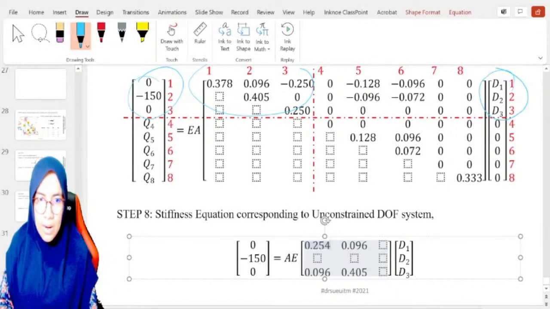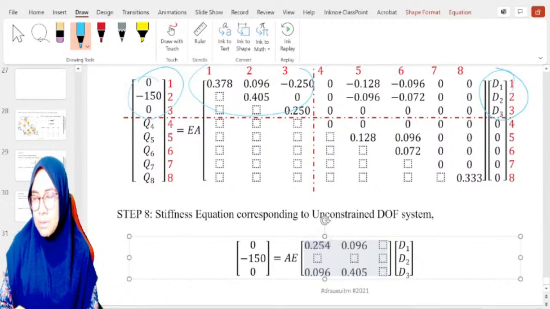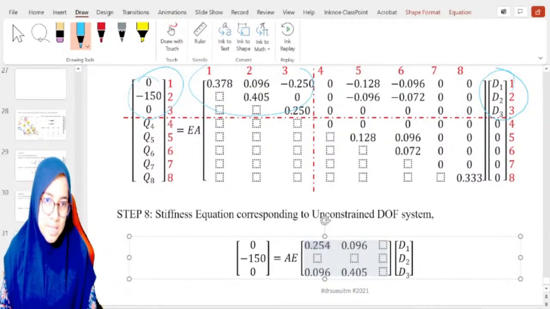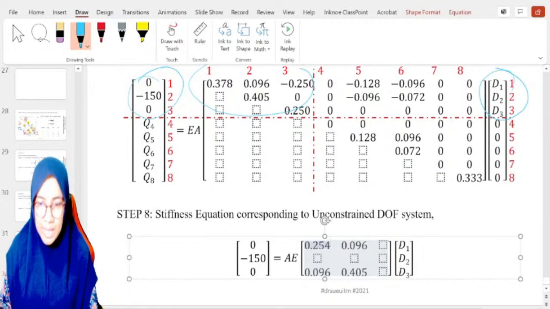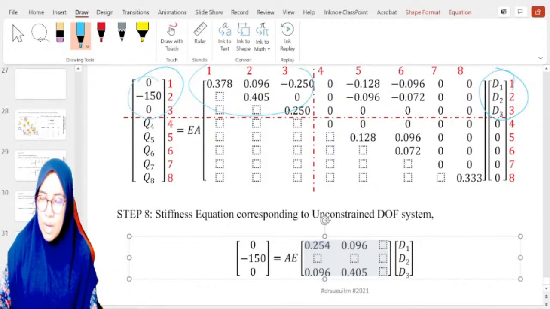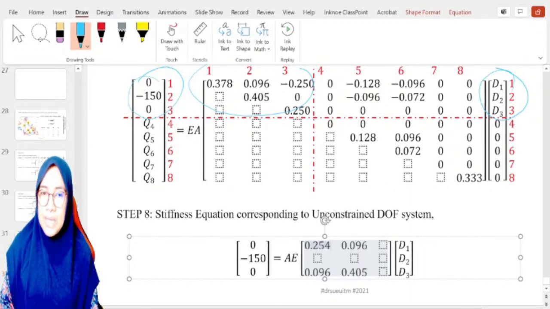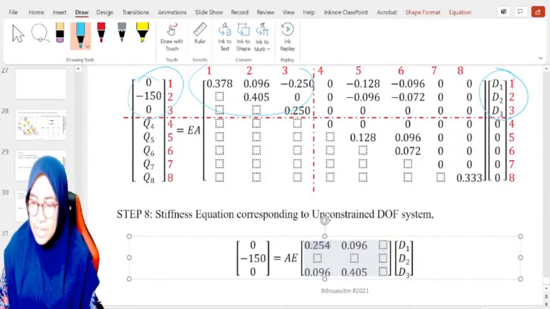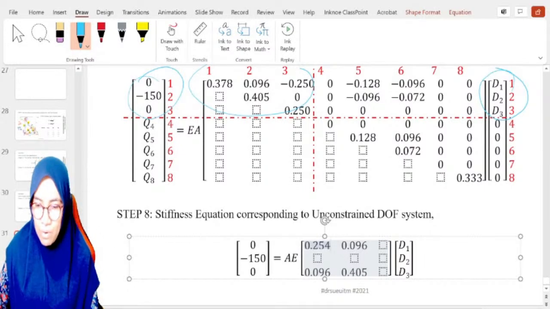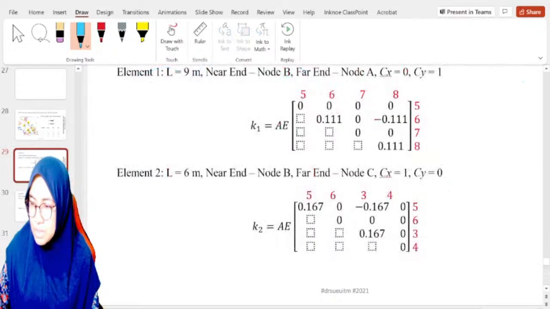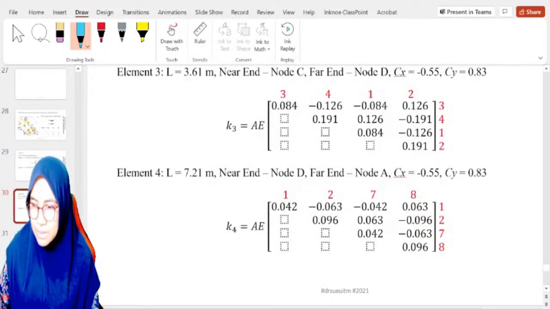Okay, now I want to show you, if we don't consider temperature changes, the basic equation Q is equal to KD. After this, I will show you how we include temperature changes in the stiffness equation. It is 0.254. Next position is 1, 2. There's no 1, 2 in element 1 and element 2. We move to element number 3.